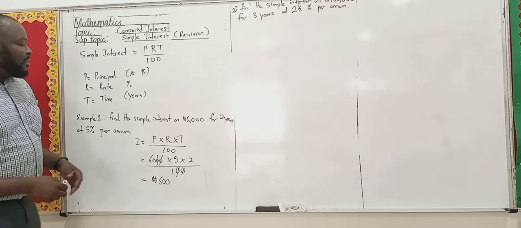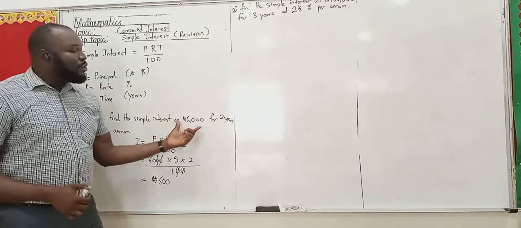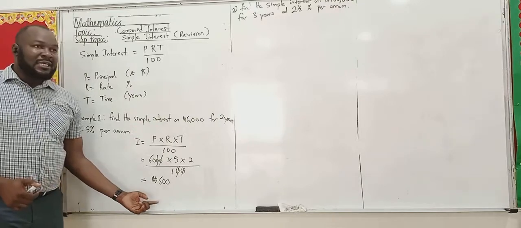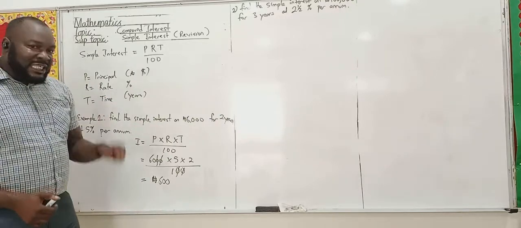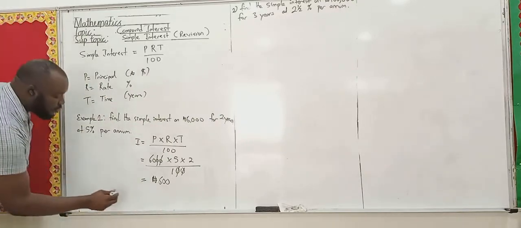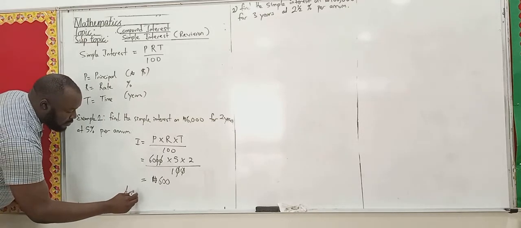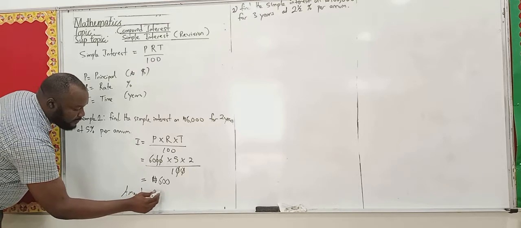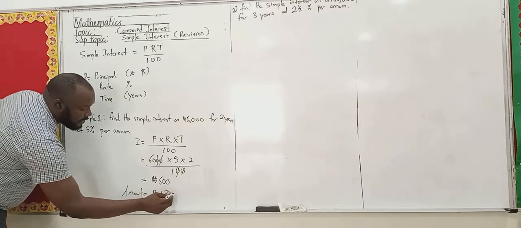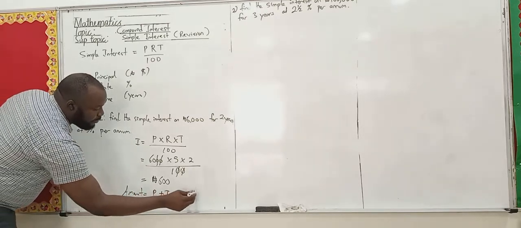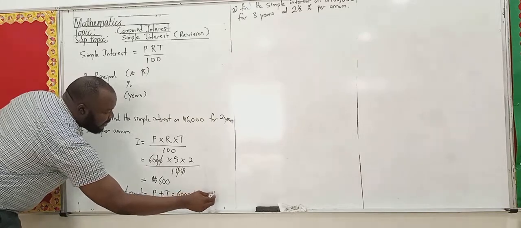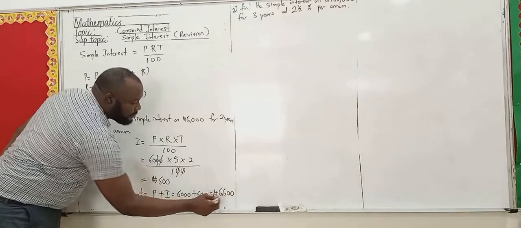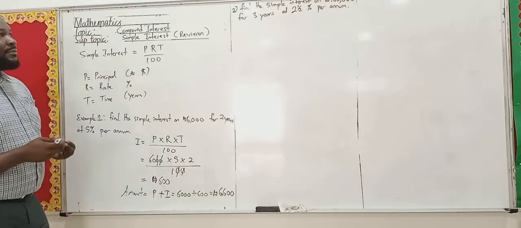What this means is that for this person to be able to borrow this 6,000, after 2 years, he or she is expected to pay an additional 600 naira. So the amount becomes principal plus interest. That will be 6,000 plus 600 to give me 6,600 naira. I'm sure that's clear.